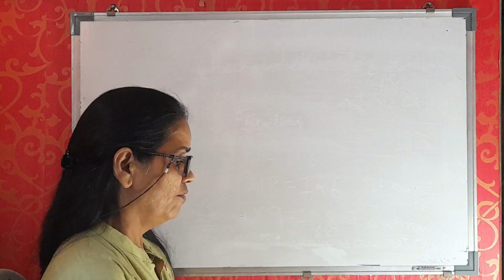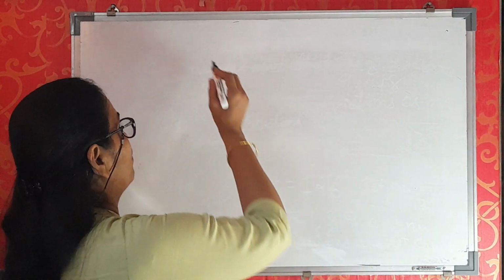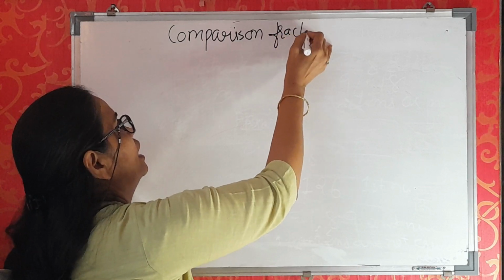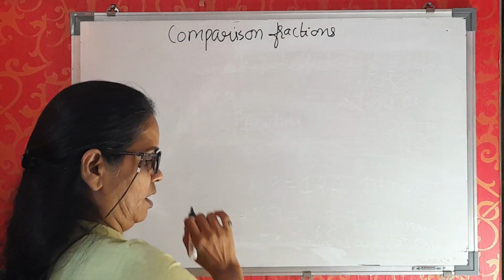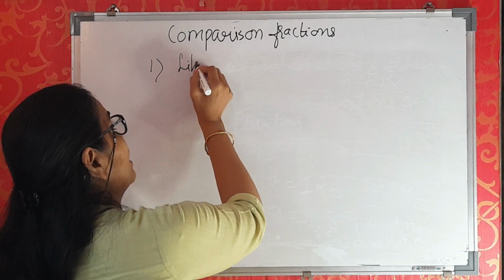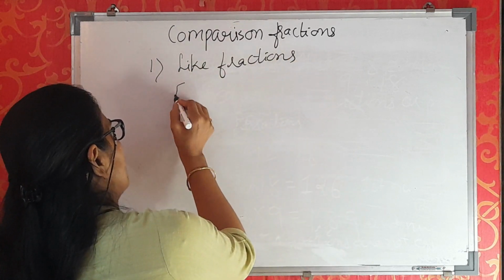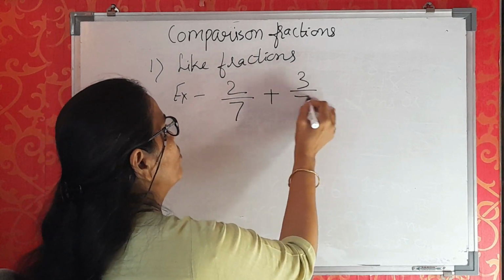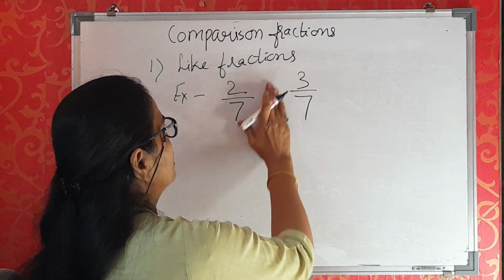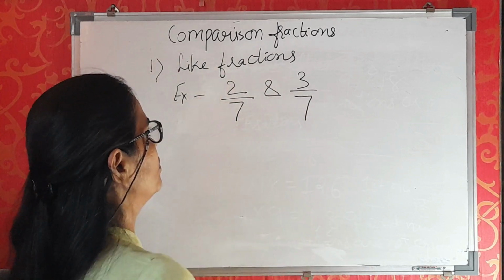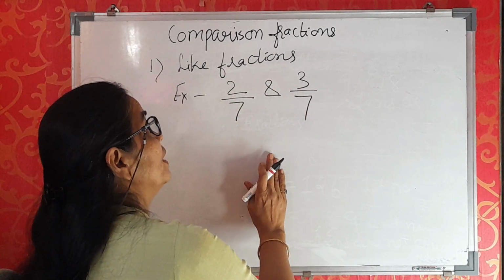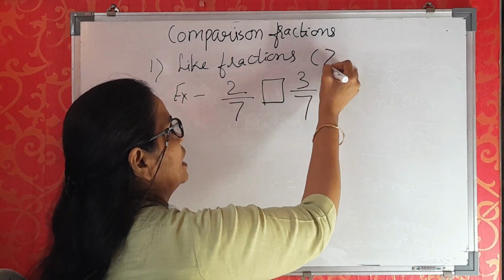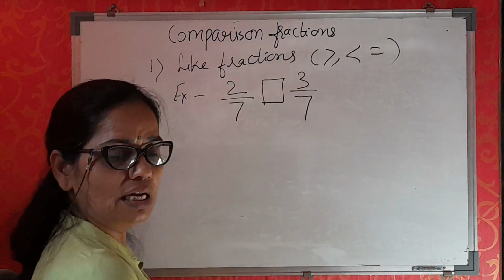Now in this video we are learning comparison of fractions. In comparison, when your fractions are like fractions, for example 2 upon 7 and 3 upon 7, we have to compare this. That means what we will do? We will insert the greater, less or equal sign.